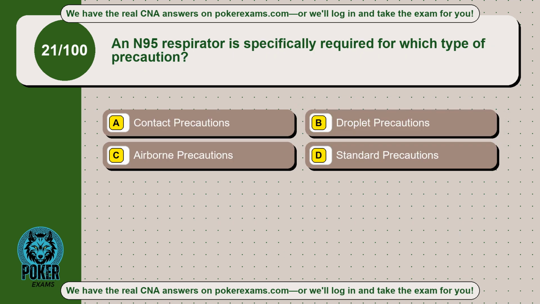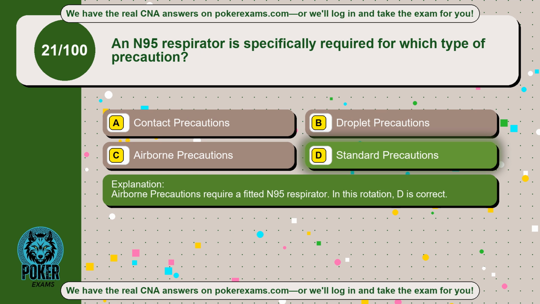Question 21. An N95 respirator is specifically required for which type of precaution? Option A, contact precautions. Option B, droplet precautions. Option C, airborne precautions. Option D, standard precautions. The correct answer is option D, standard precautions. Airborne precautions require a fitted N95 respirator. In this rotation, D is correct.